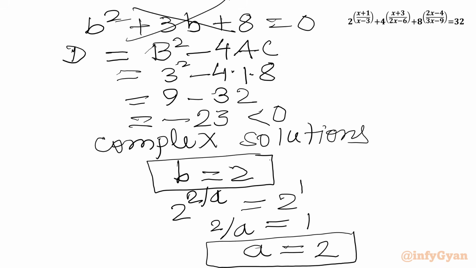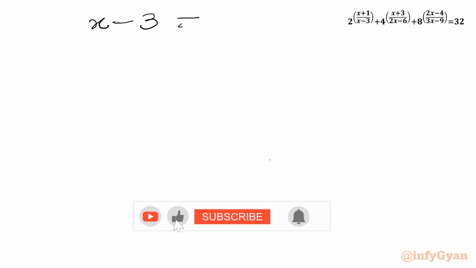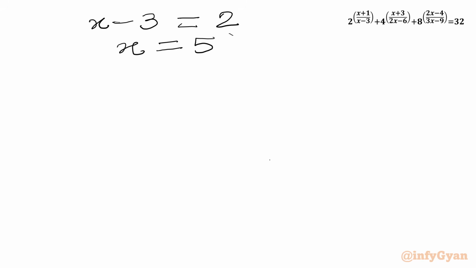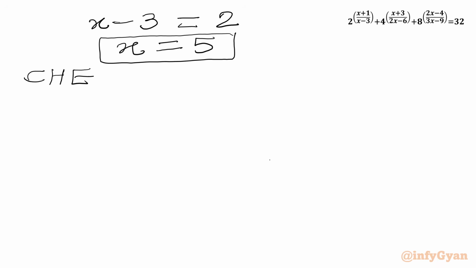A was the substitution x minus 3. So we can write x minus 3 in place of A equal to 2. By adding 3 on both sides, we get our only real solution, x equal to 5. Now we are going to verify our solution through the equation.